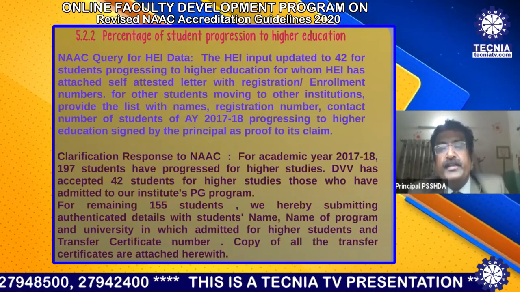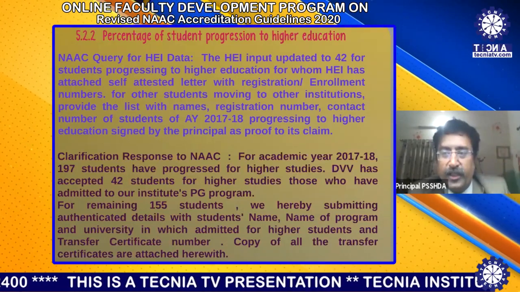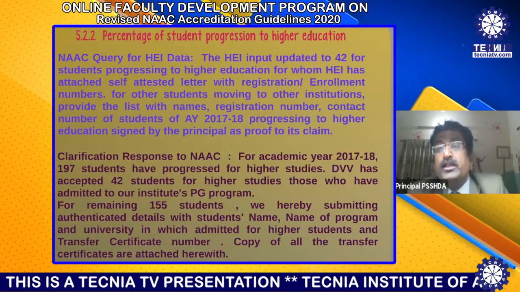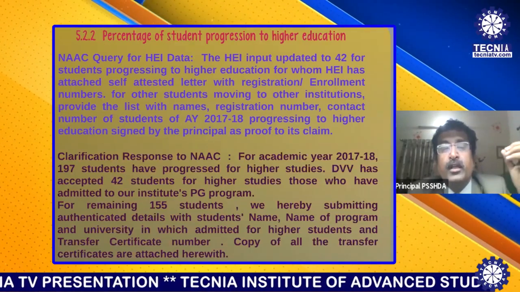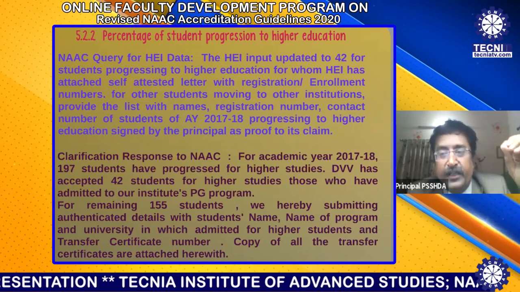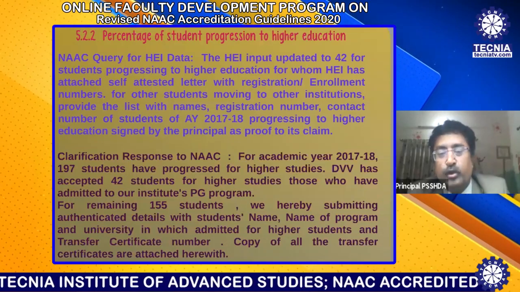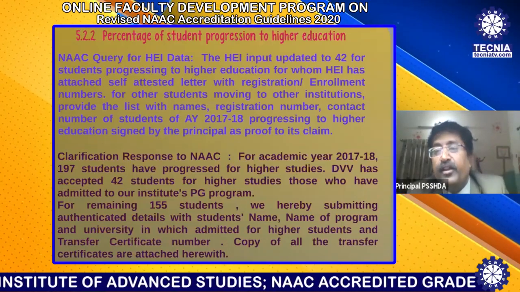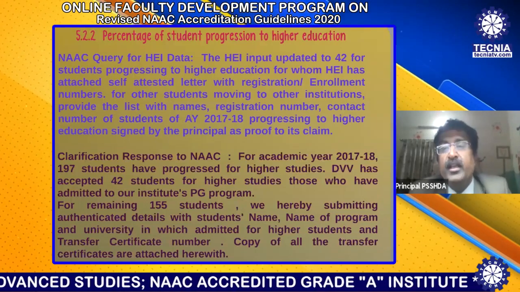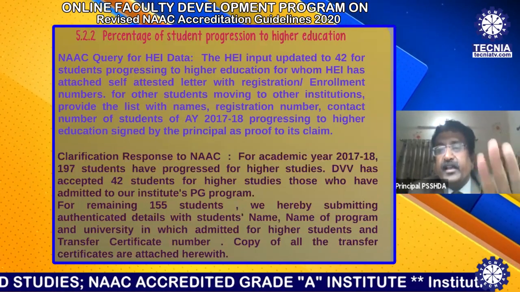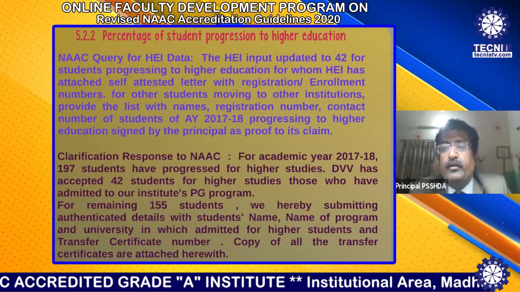So we have submitted the list of 42 students who have got admission in our college, and 155 students who have got admission in other universities or colleges. We have submitted the details of that university, the list of students, their contact details, and the transfer certificate issued by the college of those students. Everything we have submitted to DVV, and then they accepted our claim that your 197 students have gone for progression.